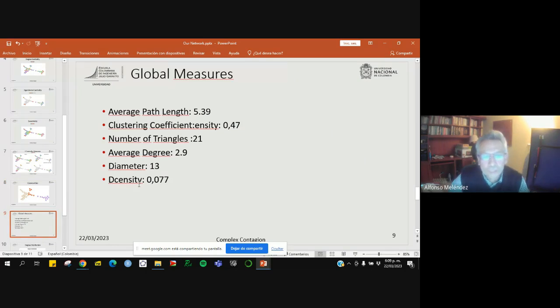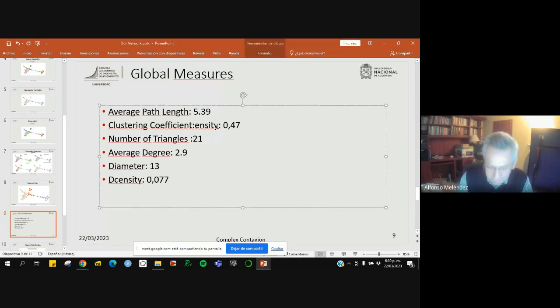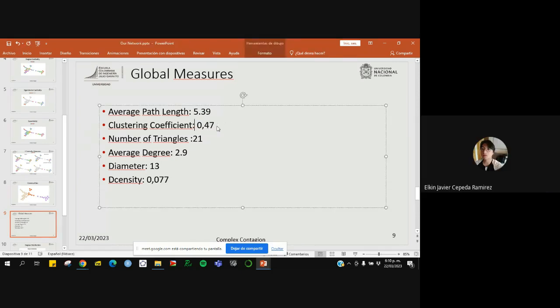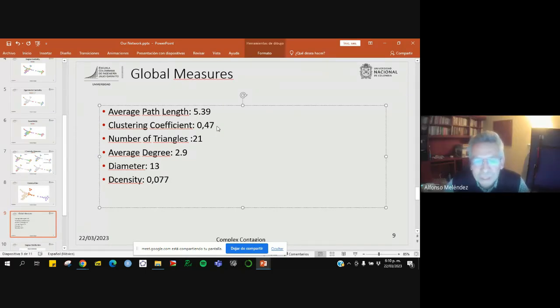Okay, global measures. These global measures are interesting. Average path length, 5.39. It's a big average path length. I guess this network is not a small world network. You guys are in a big world, not in a small world. Okay, it's clear. All of you are part of a big world, not a small world.